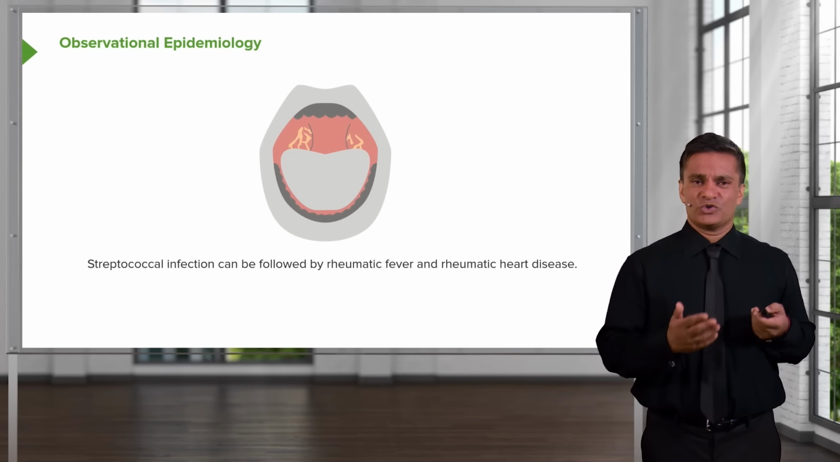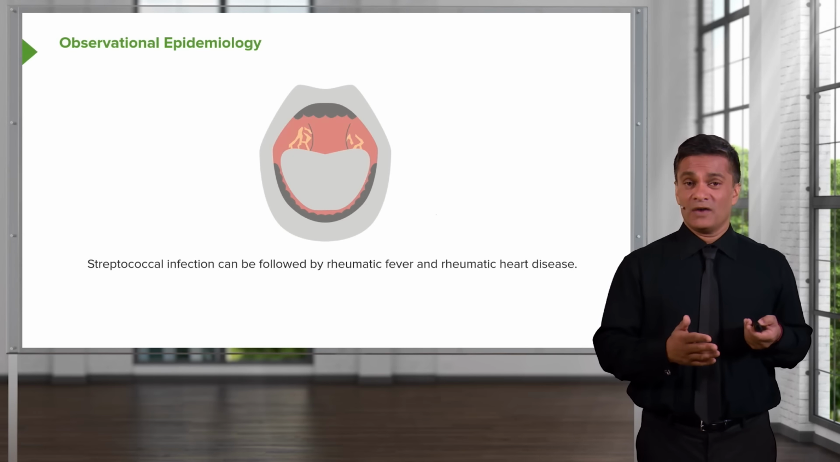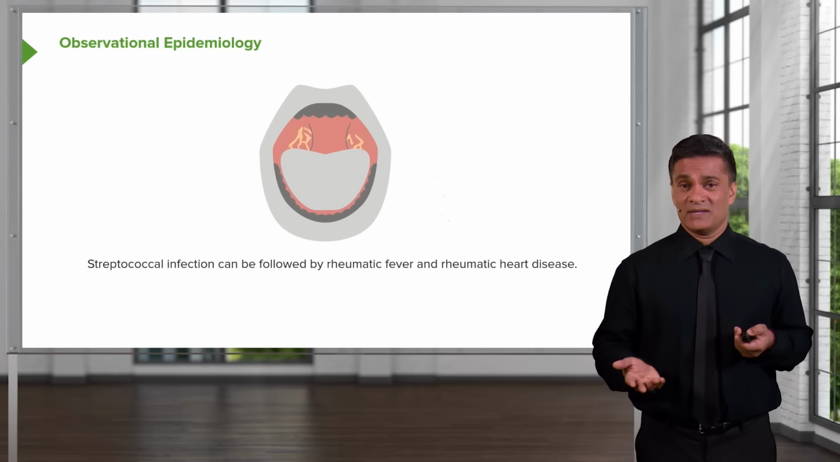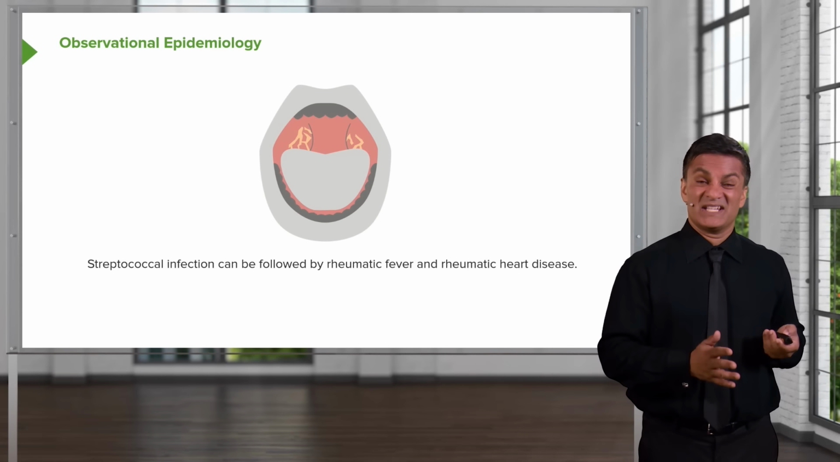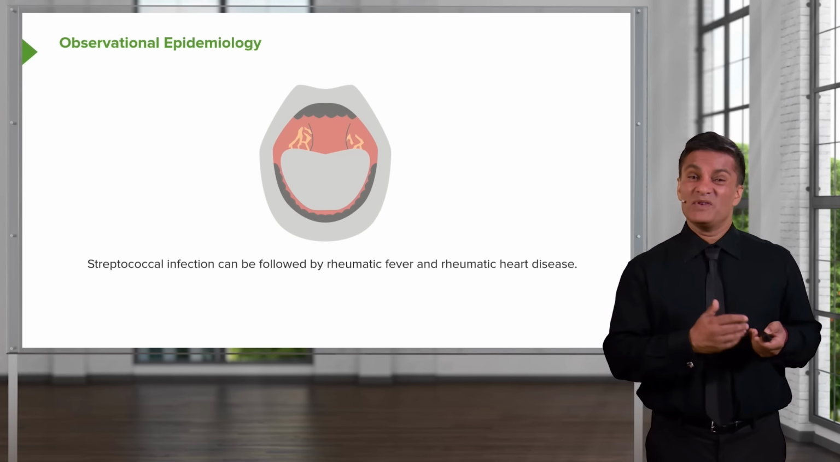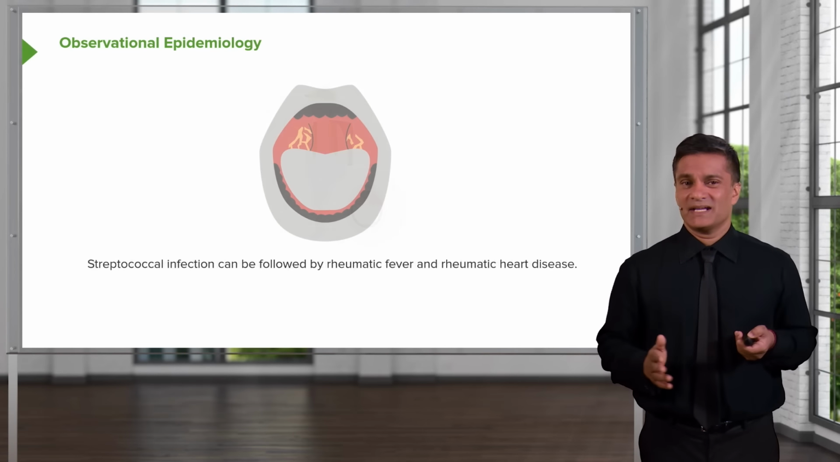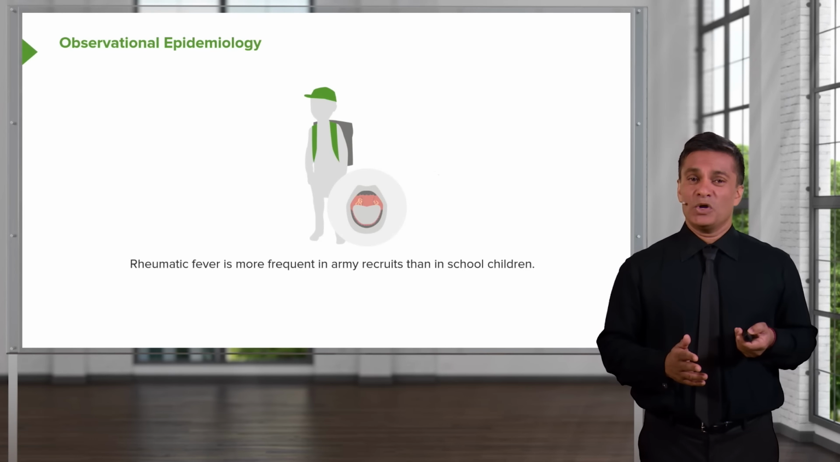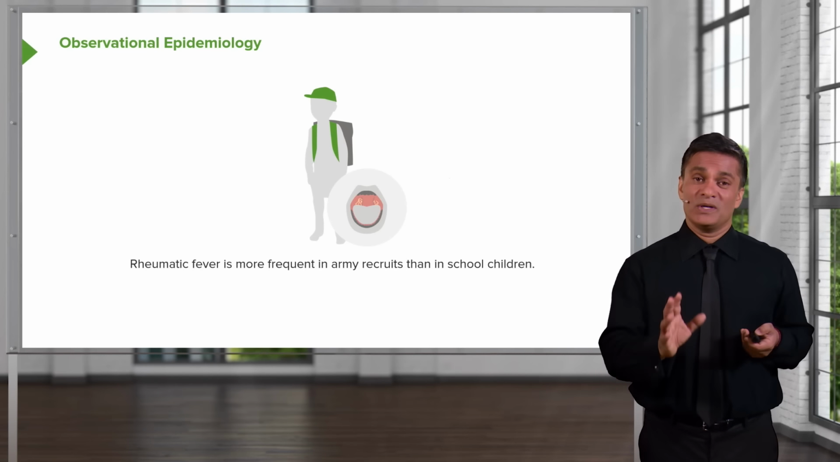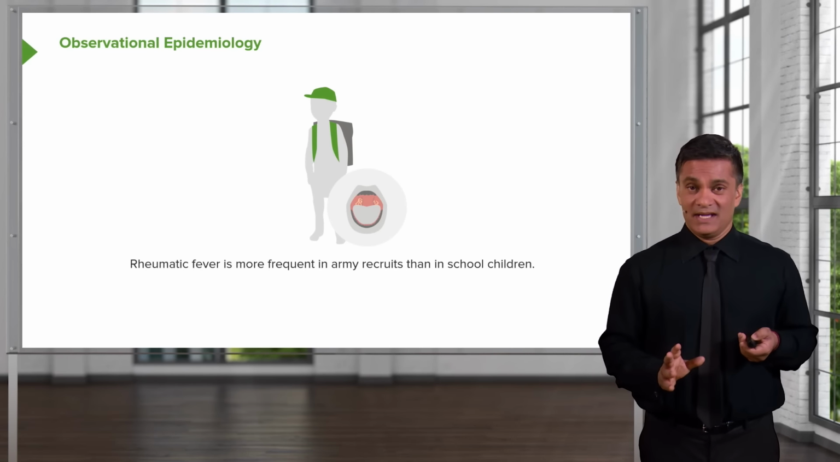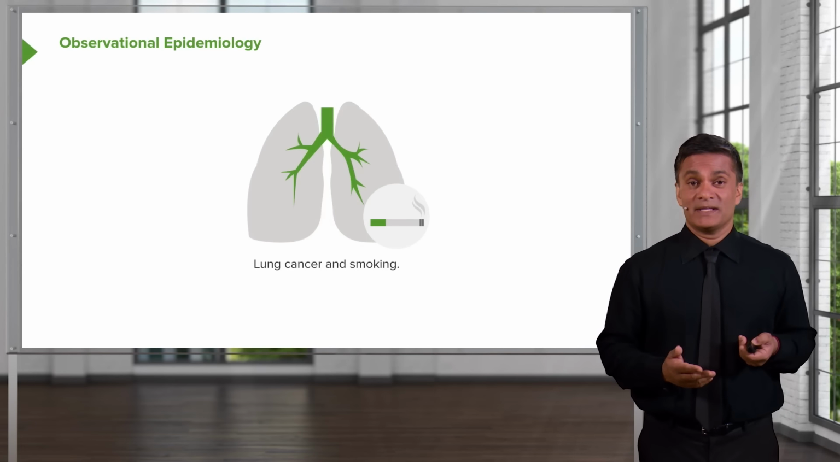For example, streptococcal infection is often followed by rheumatic fever and sometimes rheumatic heart disease. So we can prevent rheumatic heart disease by preventing streptococcal infection, even if we're not entirely sure what the causal mechanism might be. We know that rheumatic fever is more frequent amongst Army recruits than in school children. So now we know the population to focus on and when an intervention is most likely.